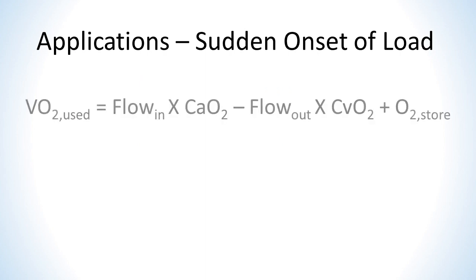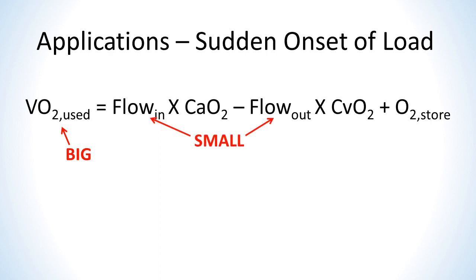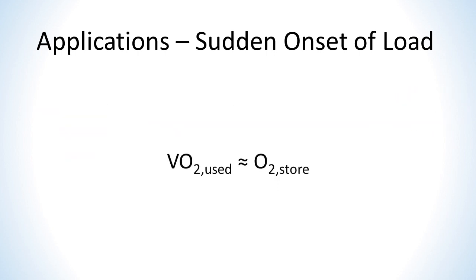We have already seen that when a load is suddenly applied to a muscle, the SMO2 will drop rapidly. The muscle VO2 equation shows how this occurs. As soon as the load is applied, the muscle starts using oxygen immediately. However, the blood flow has not yet had time to react, so the blood flow numbers are small. This means that most of the oxygen being used is coming from stored oxygen. The rapid use of stored oxygen shows up as a rapid decline in the SMO2 value. The SMO2 stops declining when the blood flow has had time to adjust to the needs of the muscle.